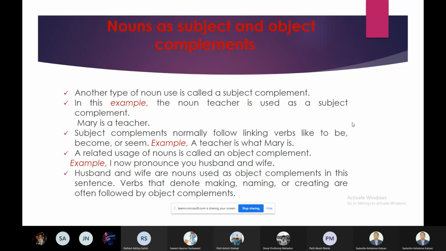Okay, so these are all the various kinds of uses of nouns. How the nouns are used as the subject in the given sentences, how the nouns are used as the object in the given sentences, and at the same time how the nouns are used as the subject complement, and how they are also used as the object complement in our given sentences.